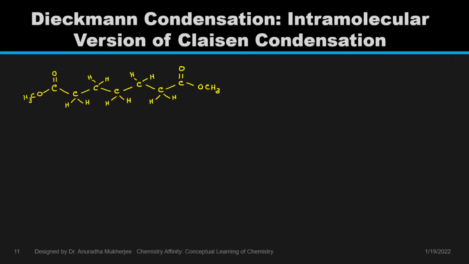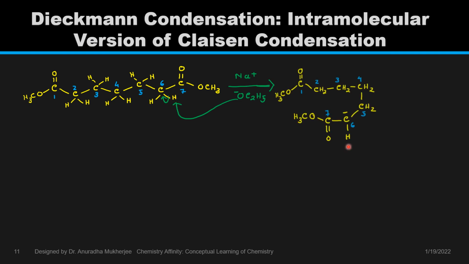Now this is another kind of example of Claisen condensation reaction, which is intramolecular Claisen condensation, which is known as a Dieckmann condensation reaction. So here in this molecule you can see both ends have an ester group. Now in presence of a base, the alpha hydrogen will be deprotonated. Then a carbanion will form. So that means here you can see the carbanion is forming on the C6 carbon.